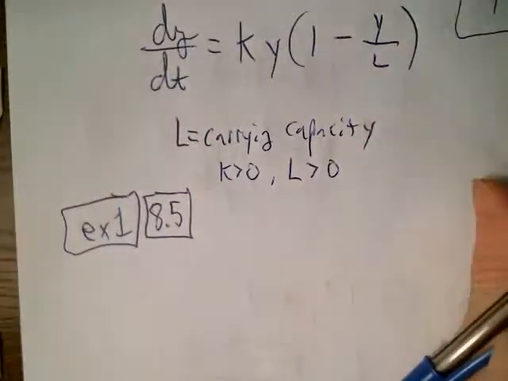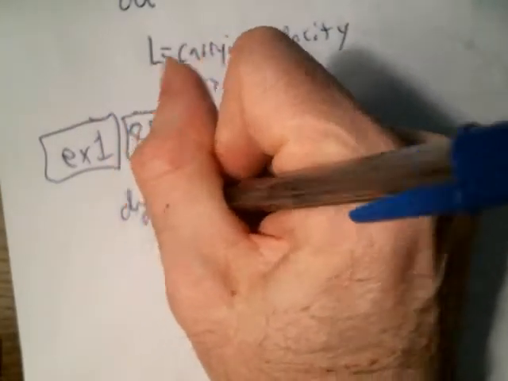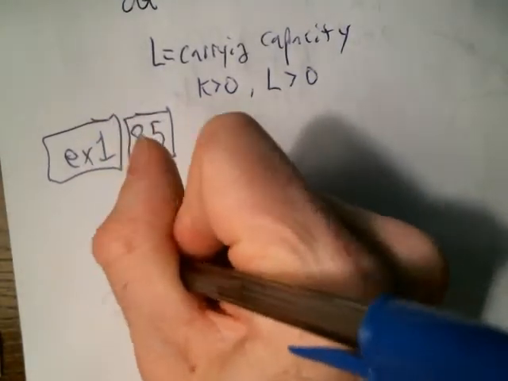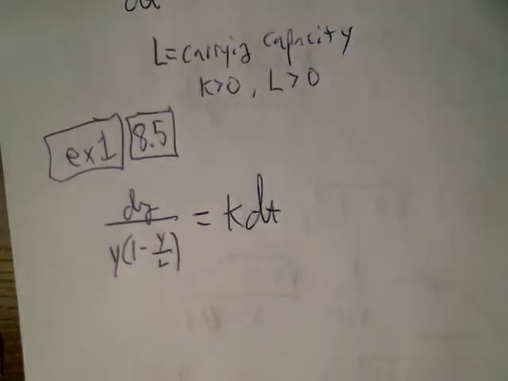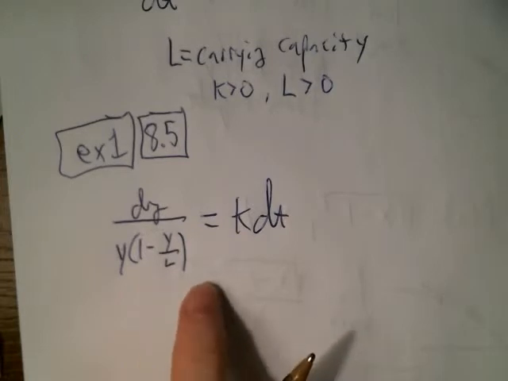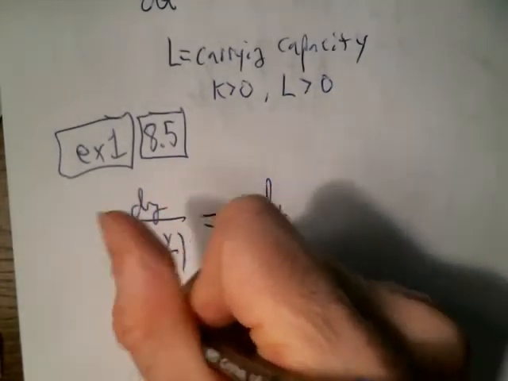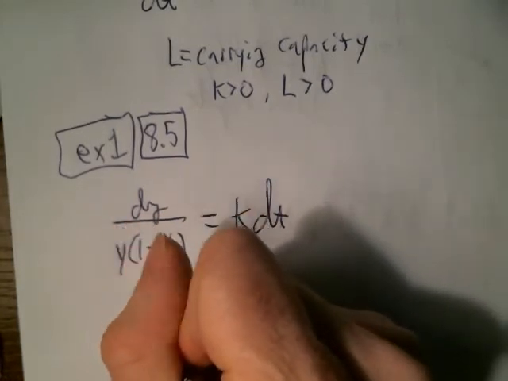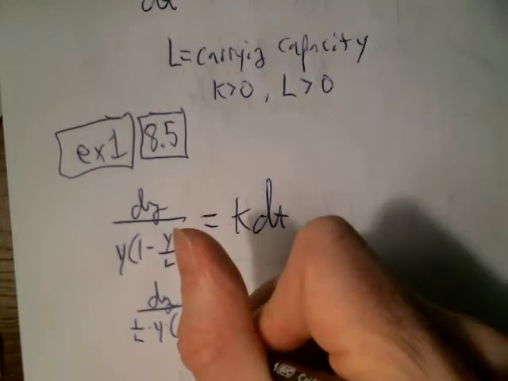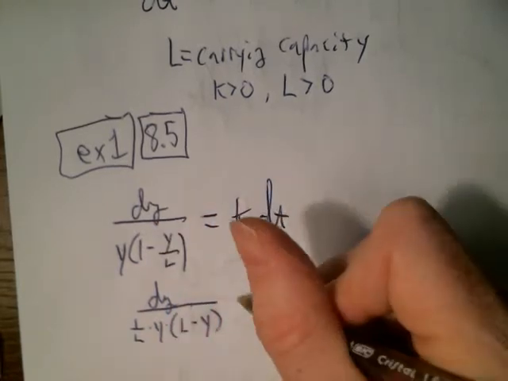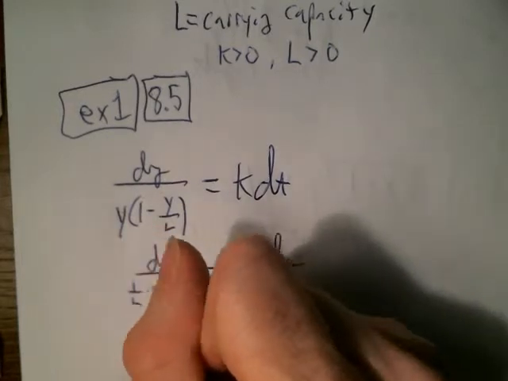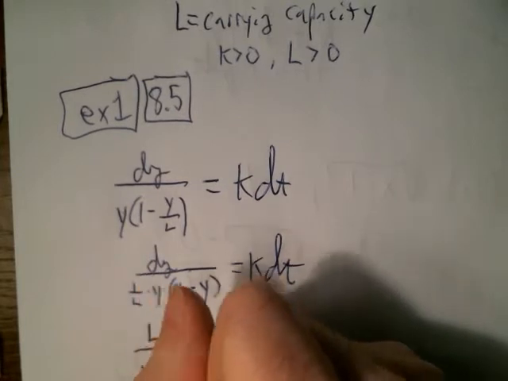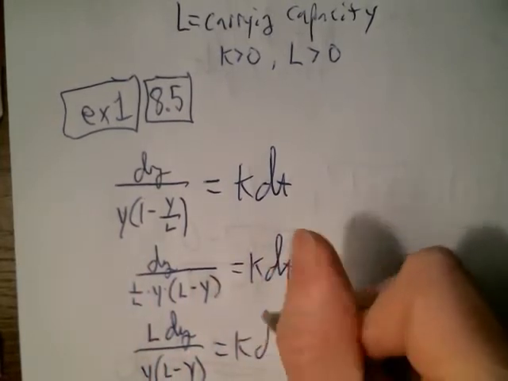Okay, so what we'll do is take this, we start here, and then we're going to separate this guy. I like to leave my constant on the right. So I'll end up with dy all over y times 1 minus y over L, and that'll equal k dt. Okay. So to deal with this, first I'm going to factor out an L, in particular 1 over L, so I'll end up with 1 over L times y times L minus y, and that equals k dt. And then 1 over 1 over L is the same as just plain old L. So it'd be L dy all over y times L minus y equals k dt.